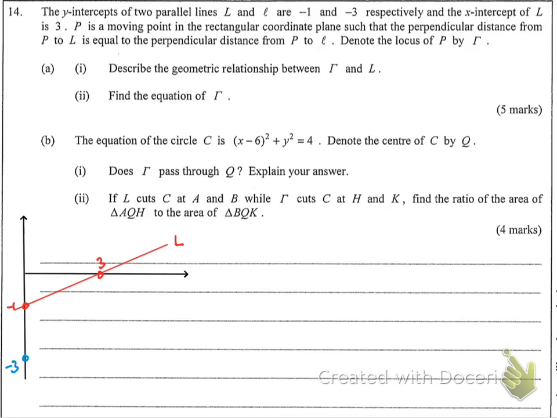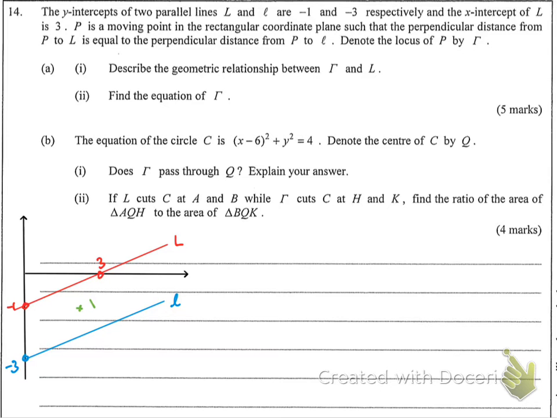And also we have the small l. The small l is parallel to capital L, but the y-intercept is -3. So that is small l. Alright, so let's see. P is a moving point in the rectangular coordinate plane such that the perpendicular distance from P to L is equal to the perpendicular distance from P to small l. So the distance from P is the same to both lines. I guess the point P will be somewhere here.